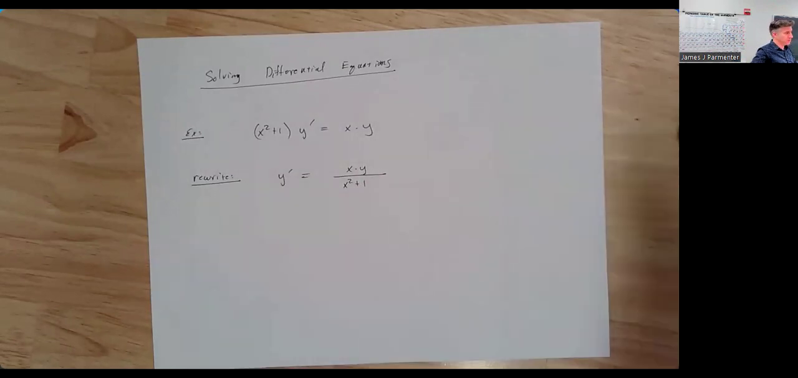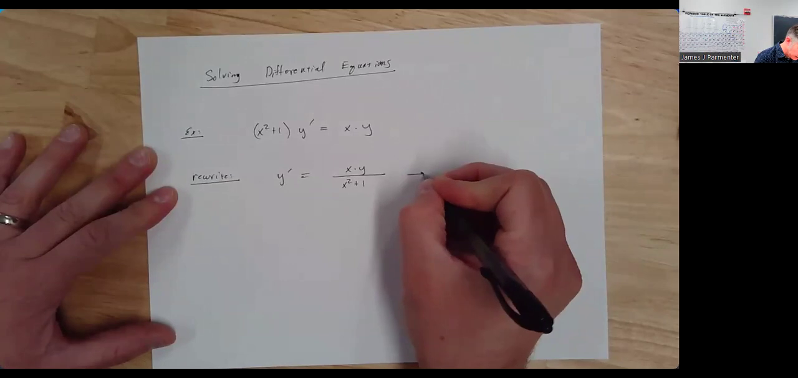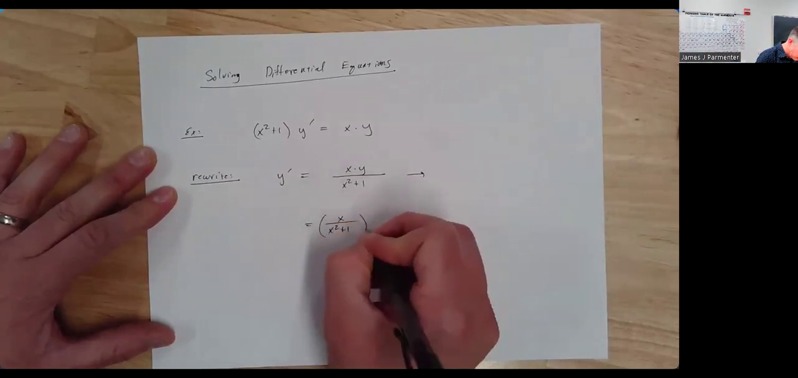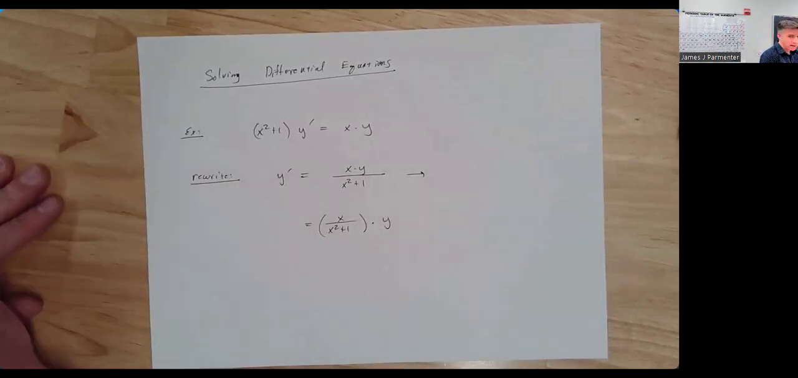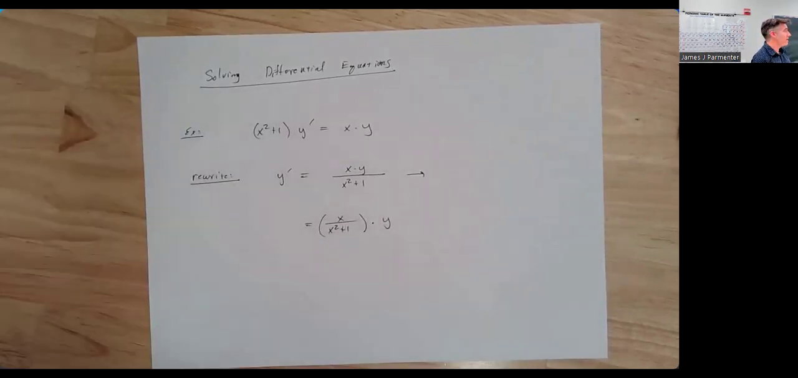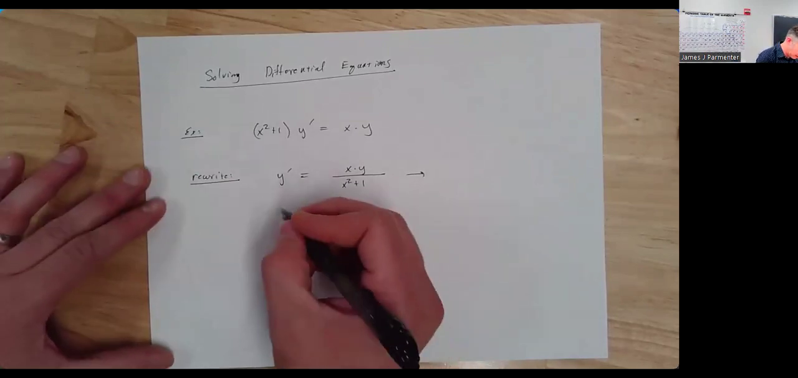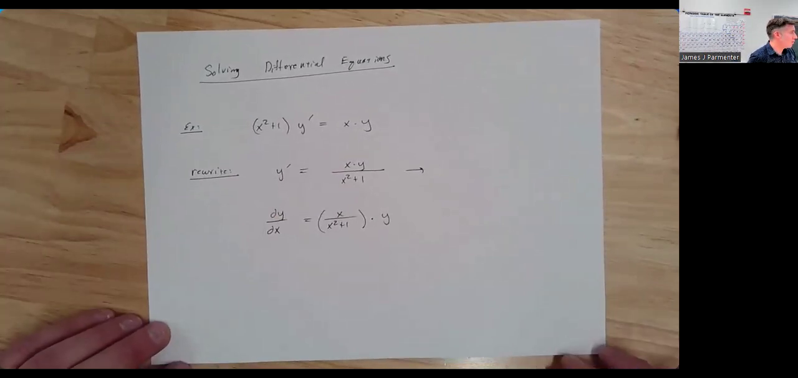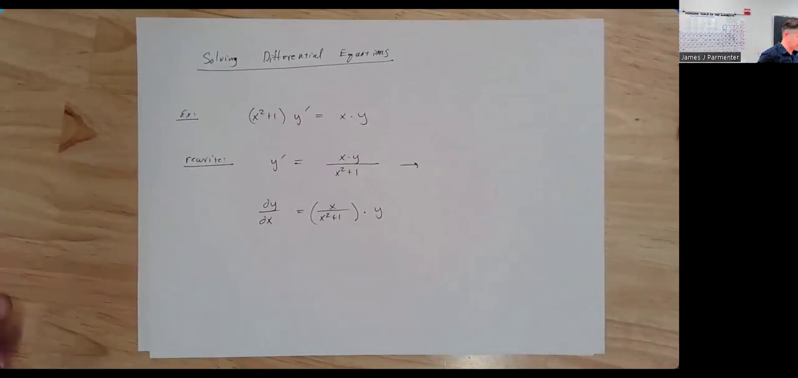If you have like x plus y on the right-hand side here, you're out of luck. That thing is not separable. You have to be able to write it as a function of x multiplied by a function of y. In this case, we're happy. We can totally write this as x over x squared plus 1 times just y. And instead of writing the left-hand side as y prime, I would choose to write it as dy dx. Because what we're going to do is bring all the y things to one side and all the x things to the other side. Again, only using multiplication or division.